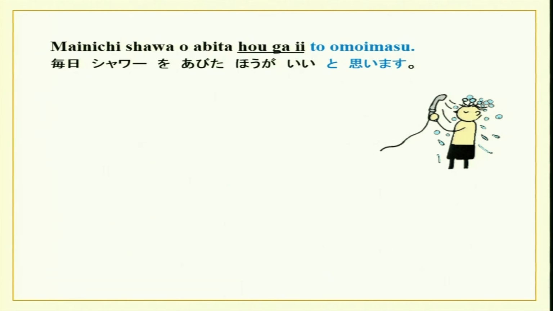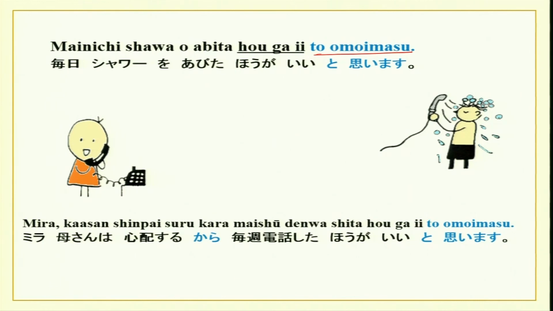There is more practice. 毎日シャワーを浴びた方がいいと思います。It is a good idea to take a shower every day. Now, how do we know that father is talking? You will see, ミラ、母さん心配するから毎週電話した方がいいと思います。Because he is using 母さん, or maybe お兄さん is using or お姉さん is using. So, some family member is speaking because 母さん is used. If it was someone else, then お母さん would have been used.